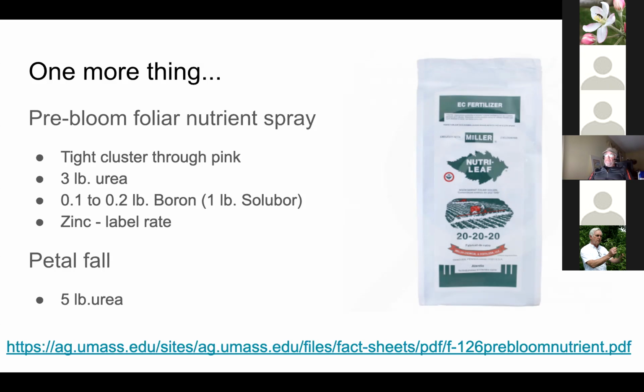And then I was also reminded at petal fall, again, to help with fruit set, and if the conditions had been kind of rough through bloom, you could put another urea spray on. At that time, probably more like 5 pounds of urea per 100 gallons of dilute spray is recommended. And we have a fact sheet on the UMass Fruit Advisor, ag.umass.edu/fruit, publications, fact sheets, where you can get more details and information on that. Let me think. I think that's all I have.